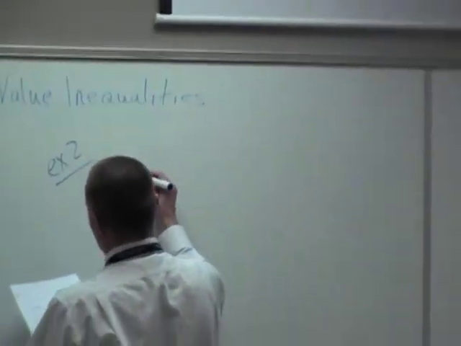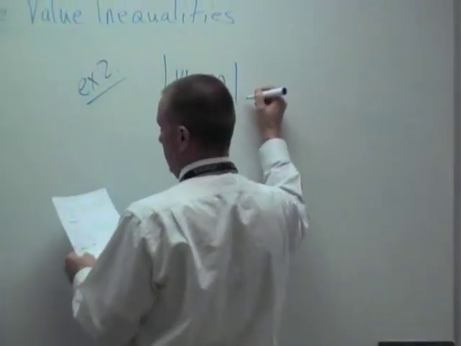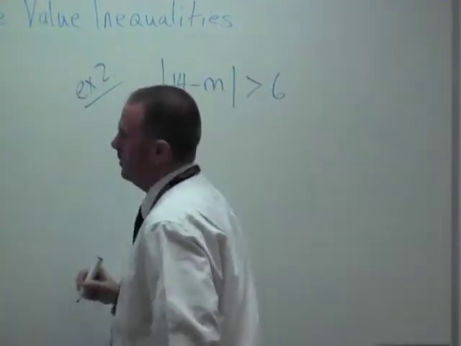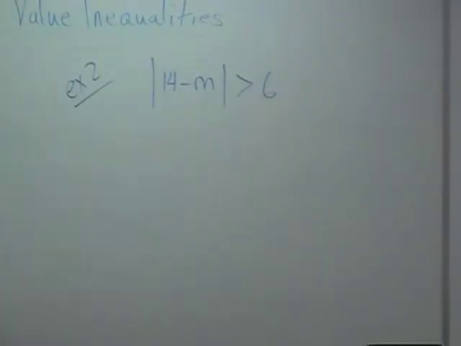Okay? Alright, now let's actually do a real problem. Example 2: the absolute value of 14 minus m, absolute value closed, is greater than 6. Is the absolute value by itself? Yes. Is it bigger than a negative? Yes. Then you can solve it, can't you? Yes. Okay. Solve it. Two inequalities, and then graph it.